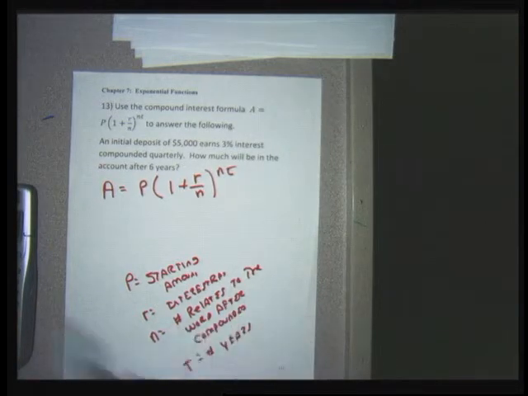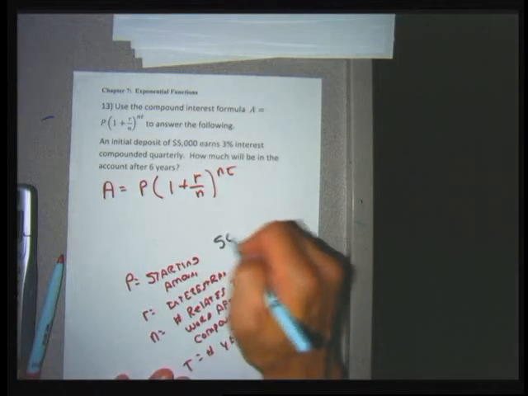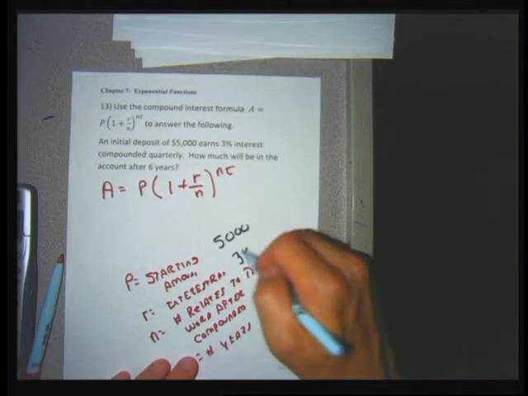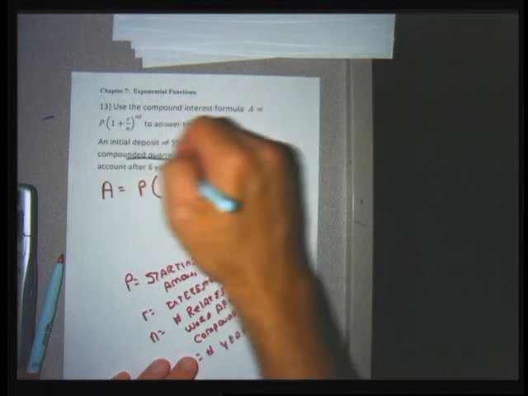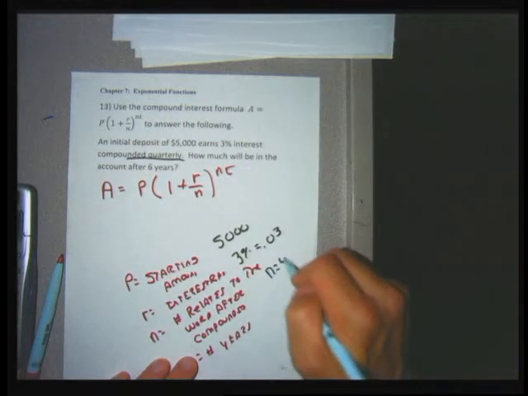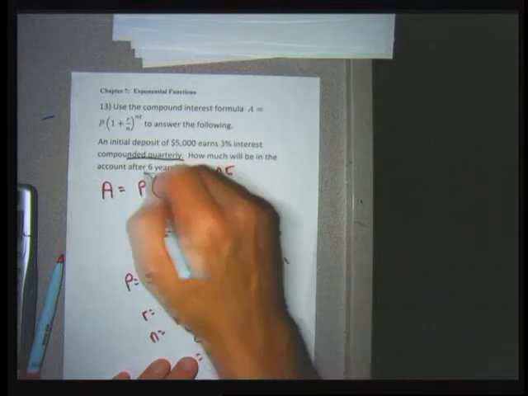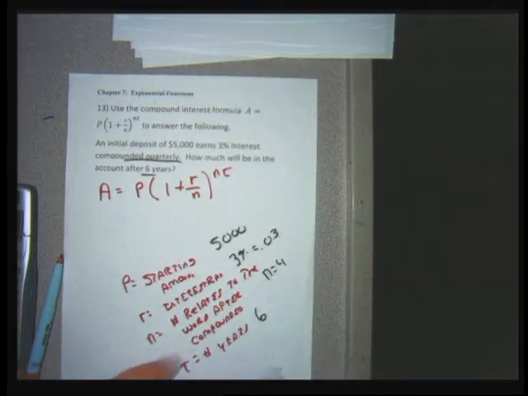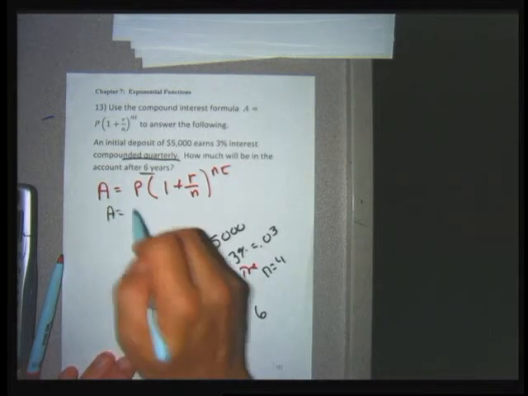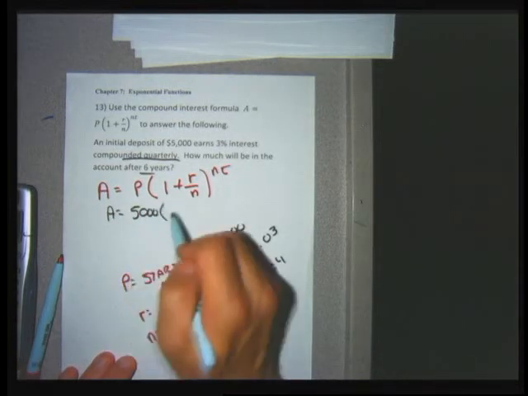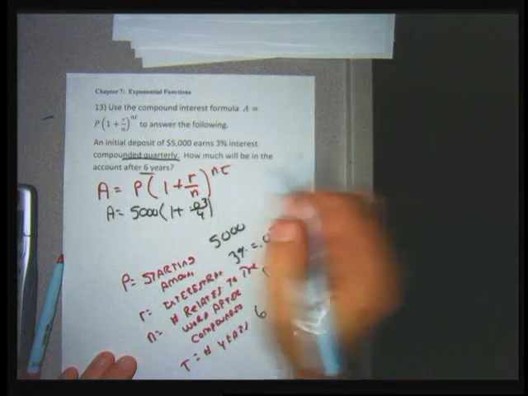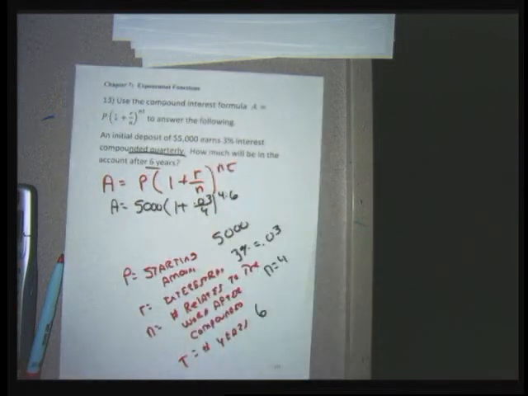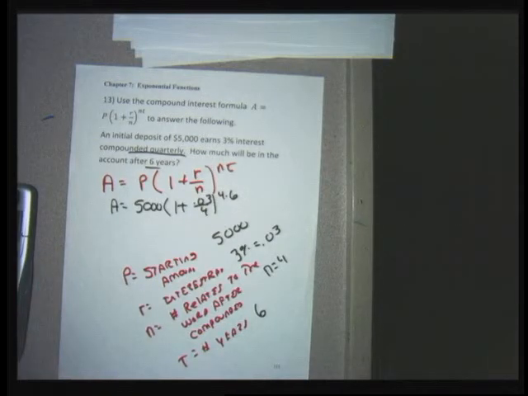So for our problem, the starting amount of money is $5,000. The interest rate is 3%, but I'm going to make that 0.03. And then after the word compounded, I see quarterly. There's four quarters in a year, so I'm going to put 4 for N. And then for T, I'm going to plug in 6 for the 6 years. Let's shove the numbers into the formula. The amount of money I have in the future is equal to 5,000 times 1 plus 0.03 over 4, to the 4 times 6 power. And I'll break that out. So your math career could be done right now, which has got to be a beautiful feeling.